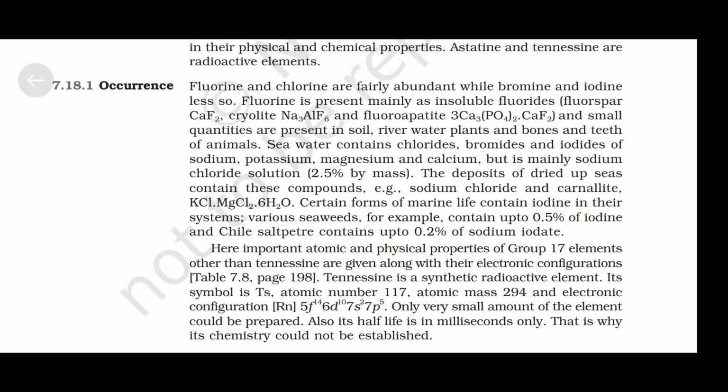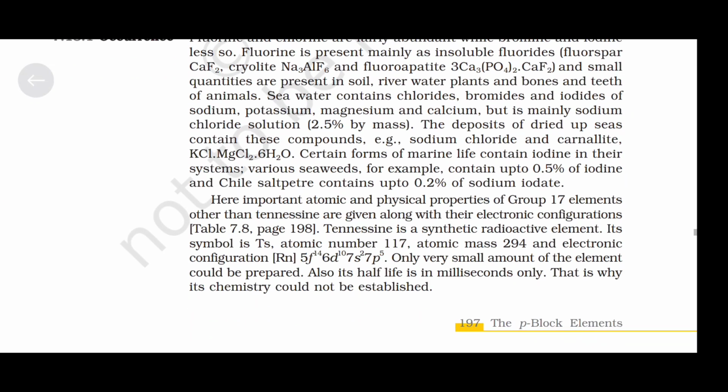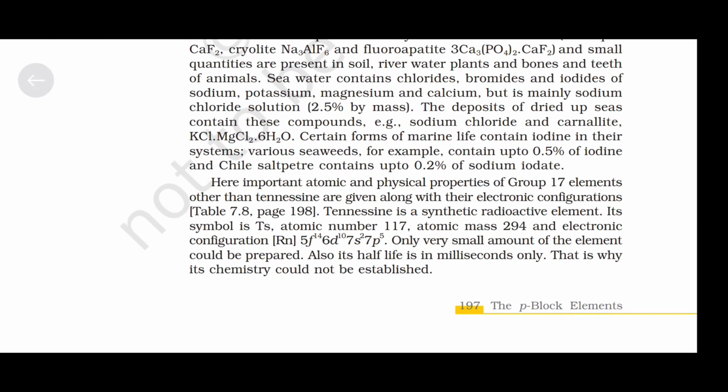The deposits of dried up seas contain these compounds. Example: sodium chloride and carnallite. Carnallite is KCl.MgCl2.6H2O. Double salt बोलते हैं ना. Certain forms of marine life contain iodine in their systems. Various seaweeds, for example, contain up to 0.5% of iodine and Chile saltpeter contains about 0.2% of sodium iodate.